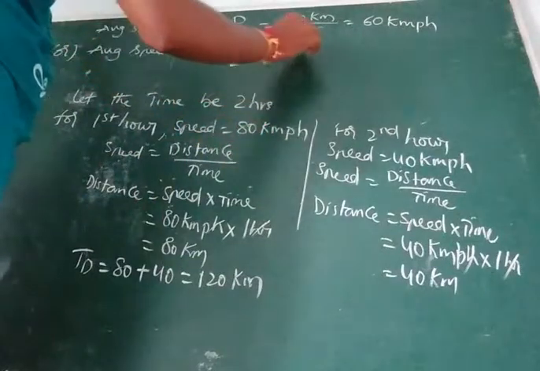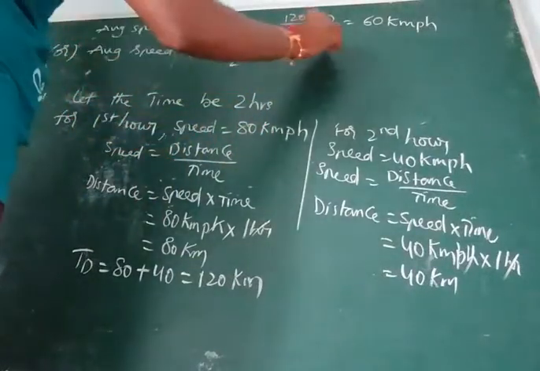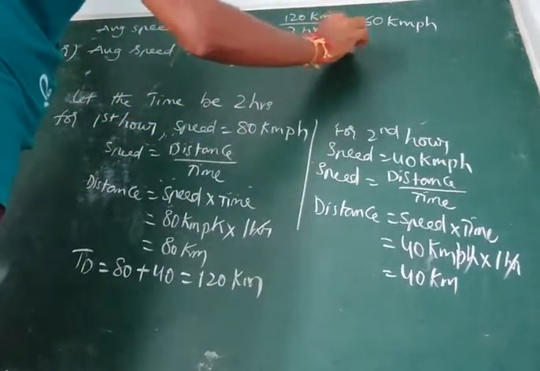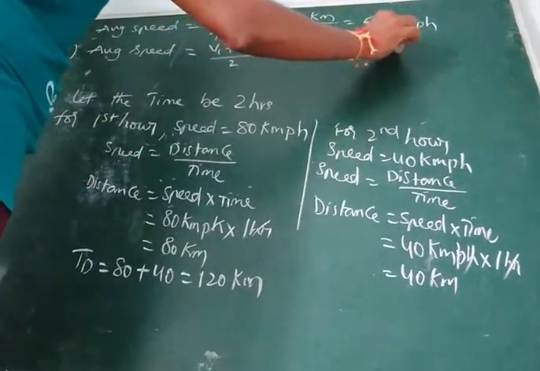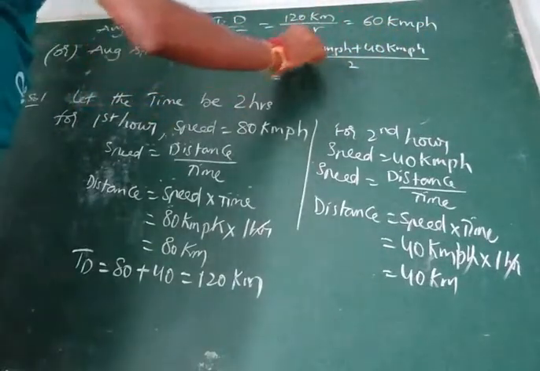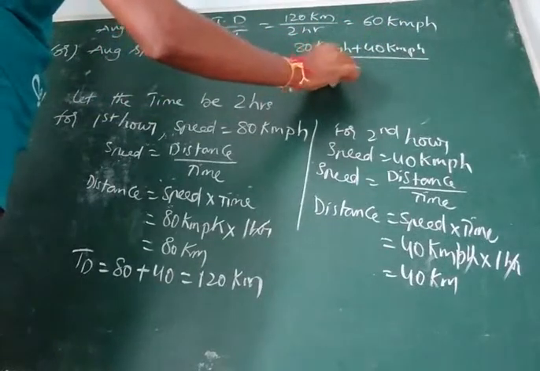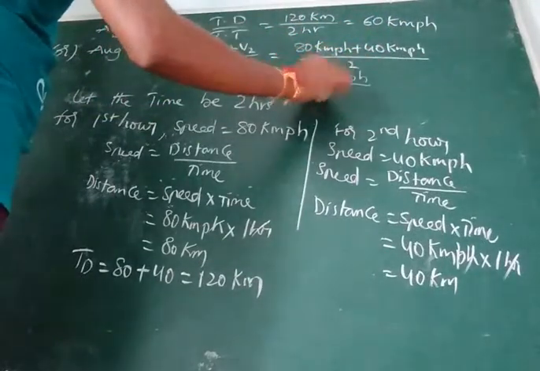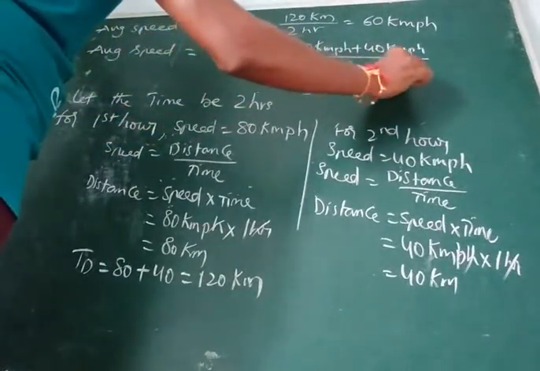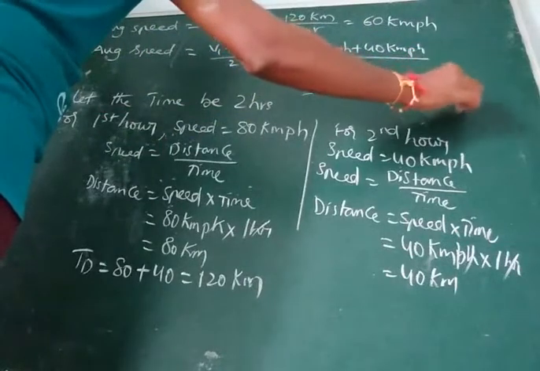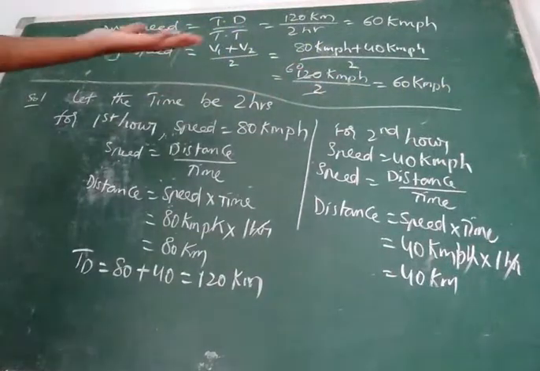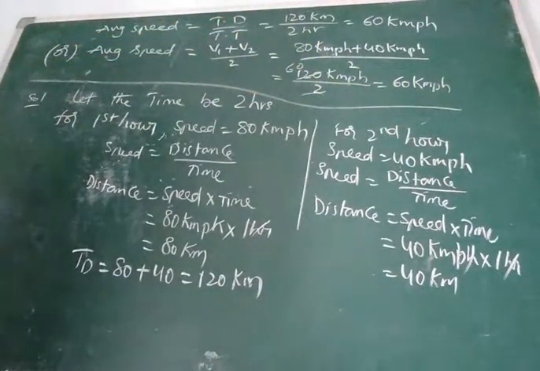Here v1 is 80 km per hour plus 40 km per hour, by 2. We get 80 plus 40, 120 km per hour, by 2. 2 ones are 2, 2 sixties are 120. So average speed is 60 km per hour. In this way also we can do the problem. It's simple, 2 steps: v1 plus v2 by 2.